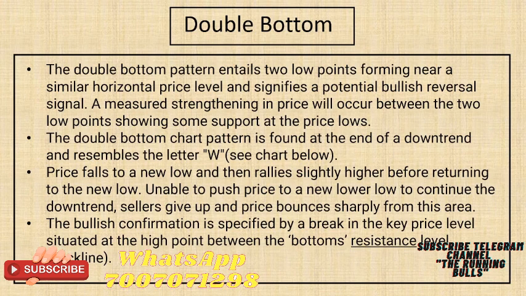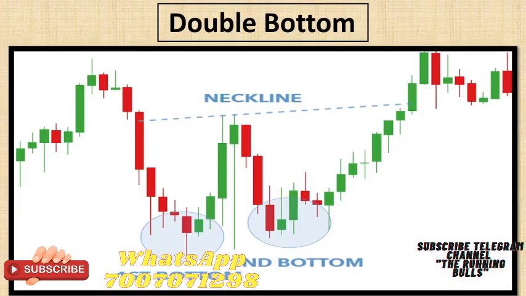So price falls to a new low and then rallies slightly higher before returning to the low, unable to push to lower lows. This bullish confirmation is signified by a break of the key price level at the higher point between the bottoms, the resistance and the neckline. Let's see on the trading terminal how it looks like. It will look like this: first bottom, second bottom, and there is a neckline. Once the neckline is broken, you can take a trade.